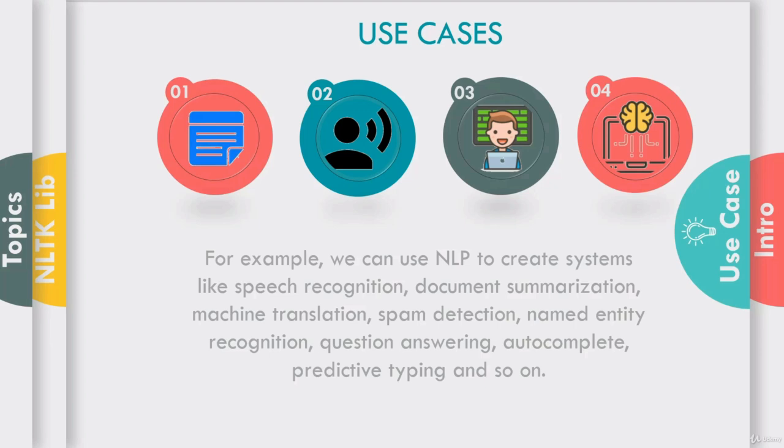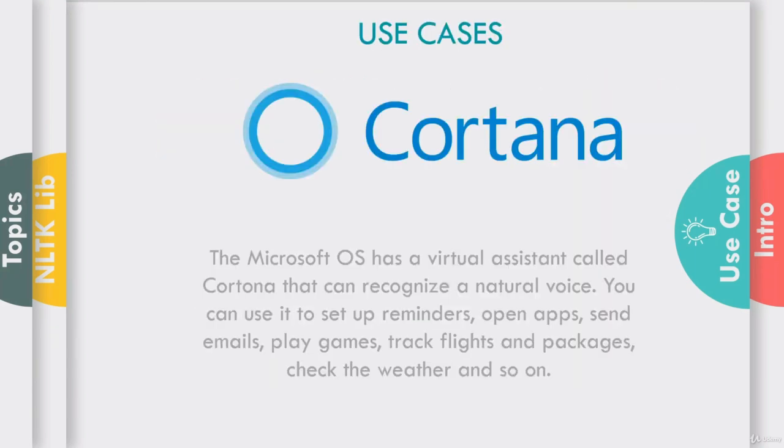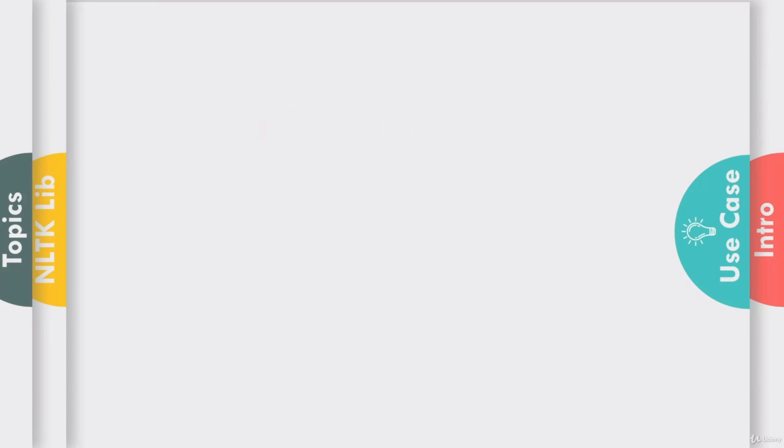So guys, speech recognition, as you all know, we have in our smartphones. Then document summarization. If you have a large document, then using NLP we can summarize it. If you talk about more use cases, in Windows we have Cortana. The Microsoft OS has built a virtual assistant called Cortana that can recognize natural voice. Guys, we can use it to set up reminders. We can open any app, send emails, play games, and even track flights and packages. So Cortana uses NLP.